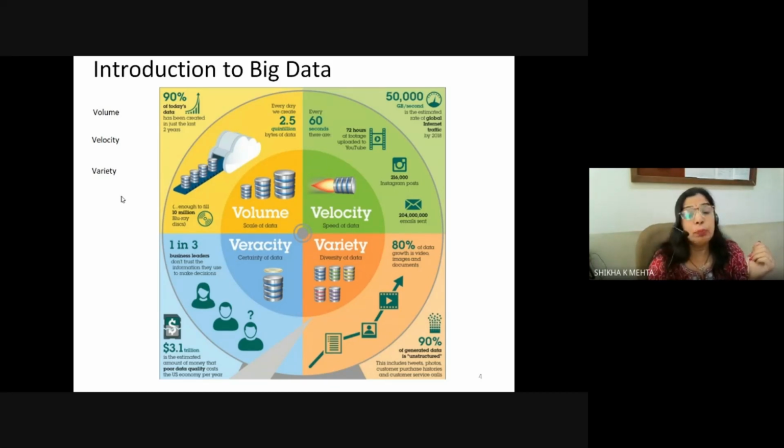A study says $3.1 trillion is the estimated amount of money spent on poor data quality in the US economy every year. So a lot of investment goes into processing this data so that we can find good quality data and then take business decisions. Obviously, the ultimate goal is to make money or profits.